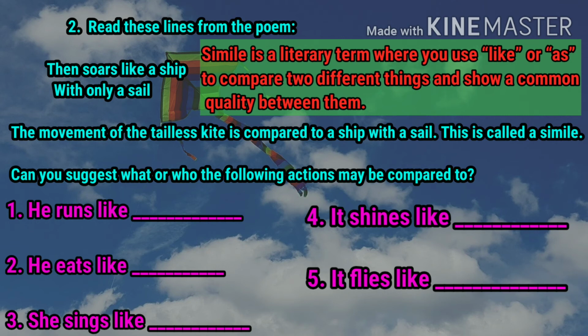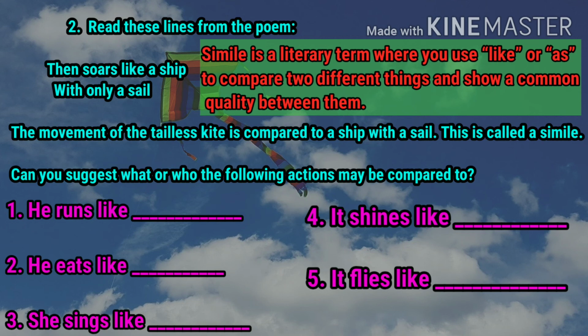Like here in these two lines, then soars like a ship with only a sail. Here the movement of the kite is compared to the movement of the ship. These two are different things and they're showing the same quality. A simile is different from a simple comparison. It compares two unrelated things, like here ship and kite, both are different, they are not related to each other, but we are comparing both of them, they are showing the same quality. So I hope the concept of simile is clear to all of you.